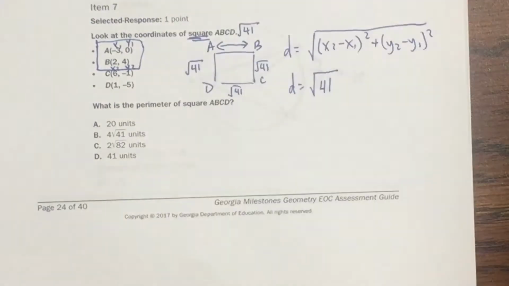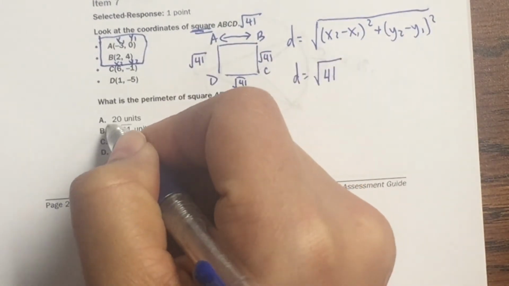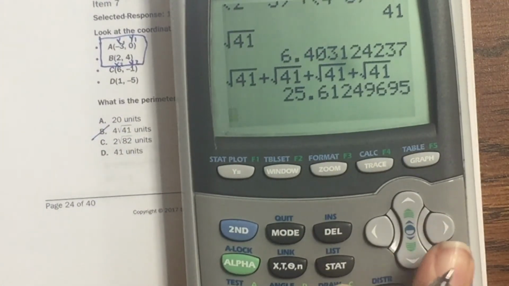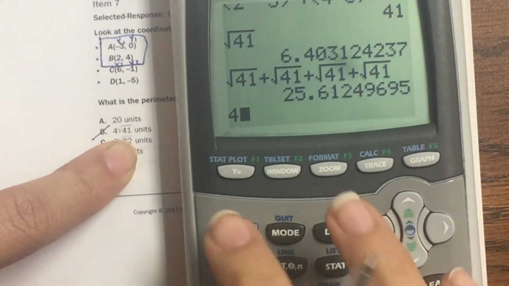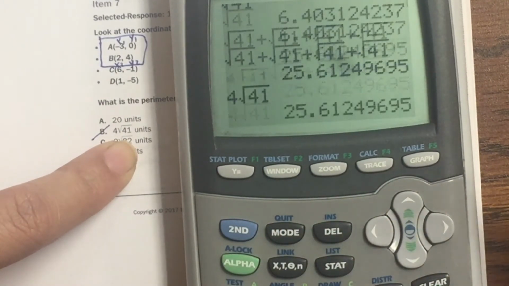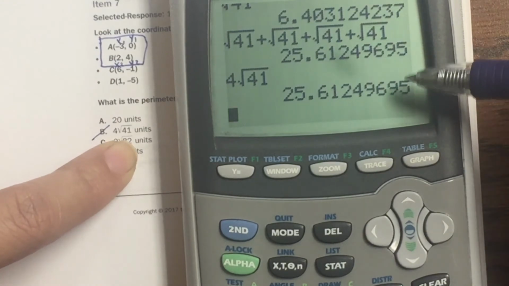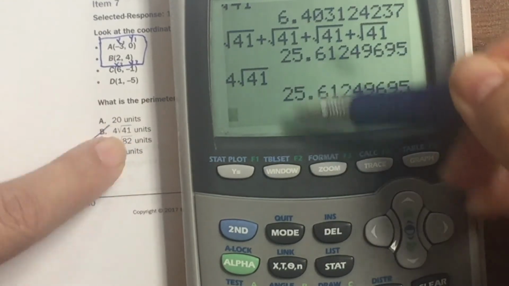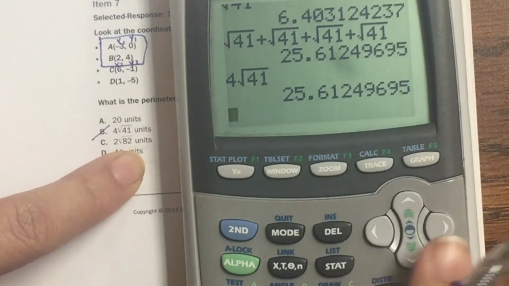You get a decimal, right? I know it's 4 times the square root of 41, and I'm just going to prove that to you by saying 4 times the square root of 41, and you'll see that it gives you the exact same answer. So if you're unsure, you could do it with the decimal and then check these answers by plugging them in to see which one matches.